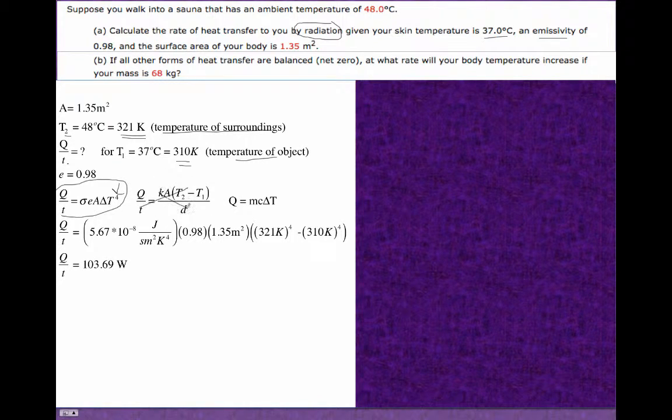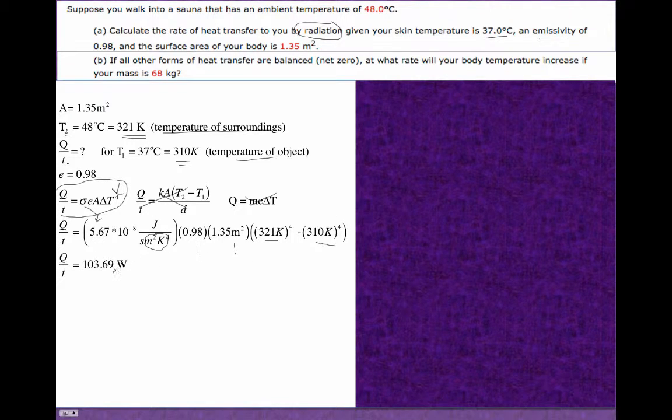There's this one, which is not going to work, and this one, which is not going to work. So we go ahead and plug everything in. And by the way, when I gave you the units for the constant here, I didn't put these in the denominator, and they belong in the denominator. Okay, so I've got sigma, the constant. I've got E for the body. I've got the area of the body. And I've got the temperature of the surroundings to the fourth power in Kelvin minus the temperature of the object to the fourth power in Kelvin.